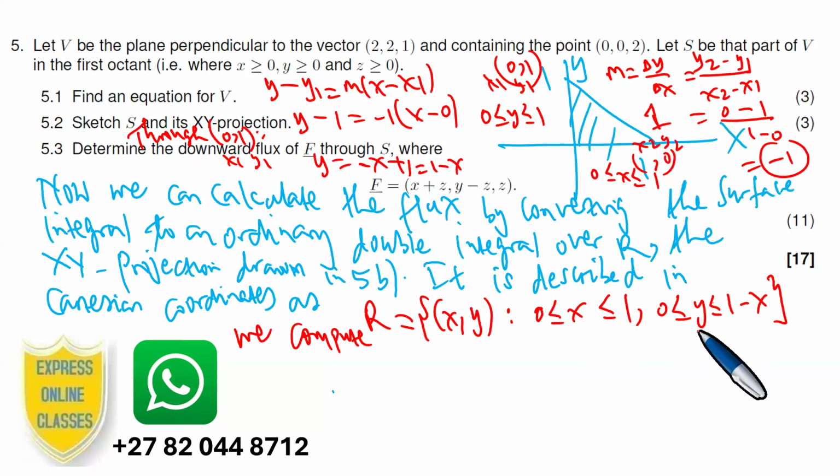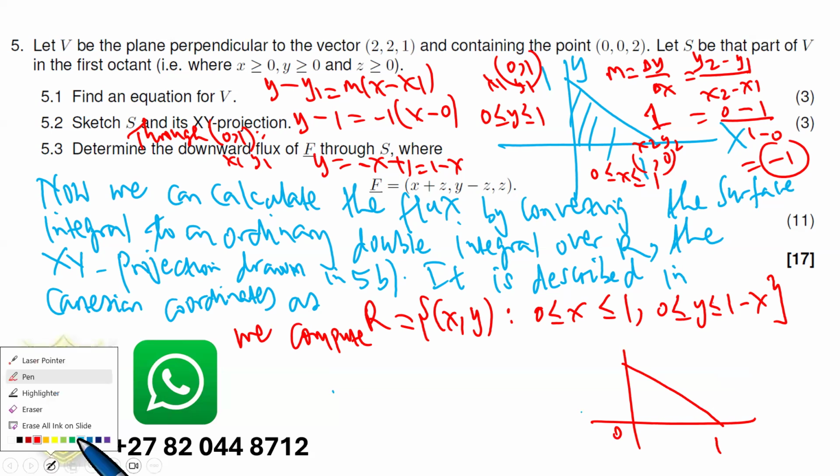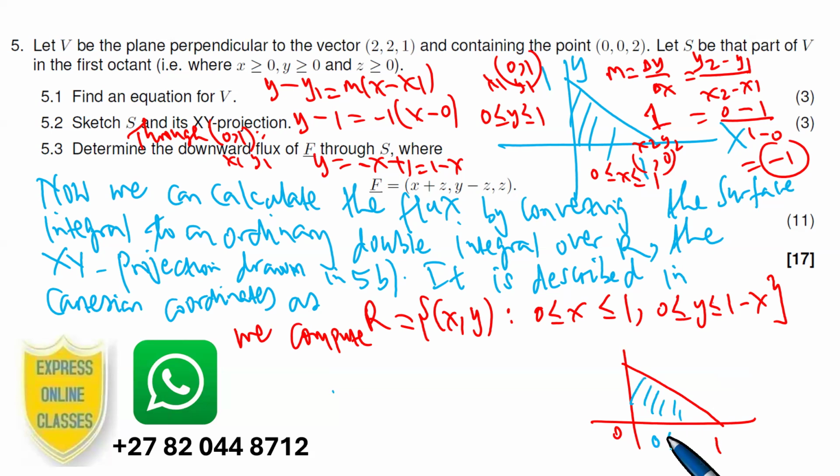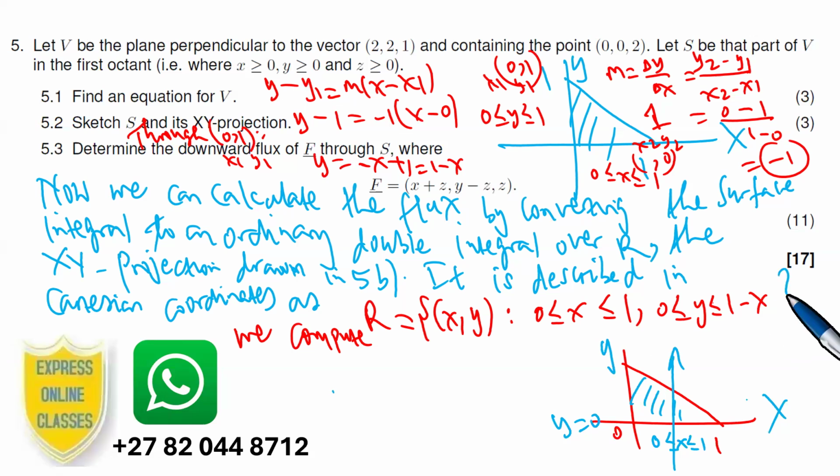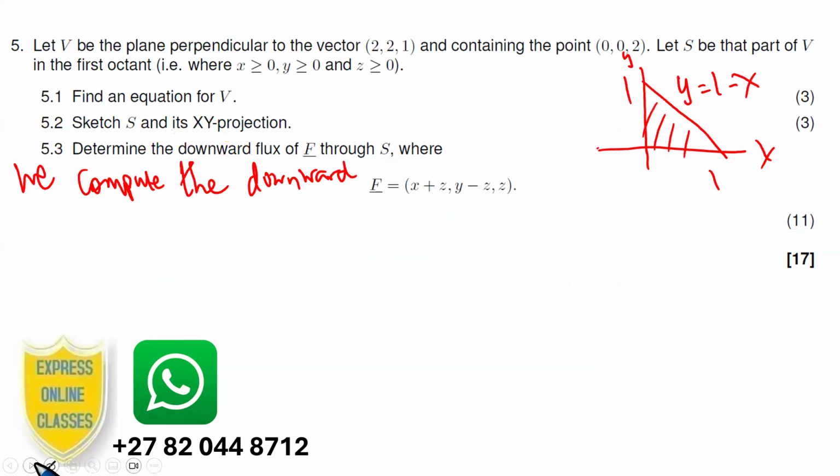Because this is 1, x is between 0 and 1. But y is between what? If x is between 0 and 1, what you do is you shade this. X is between 0 and 1, but y will be between 0 and 1 minus x, because y is 0 here. Oh, I see. It's your curly bracket that confused me. I thought you were writing a square. I thought the curly bracket was clear enough. Okay, so it is a bracket like this. My apologies. Okay, good. So now we have this.